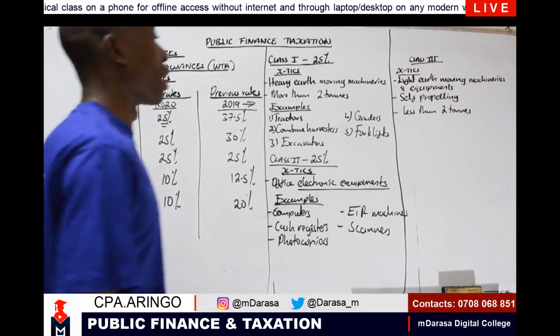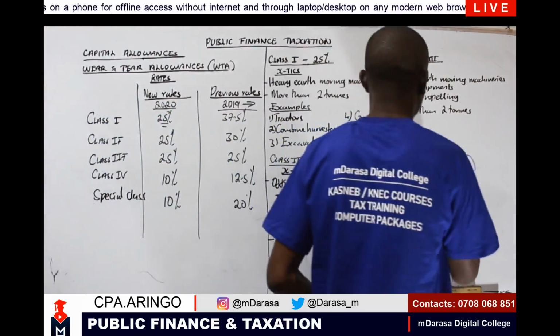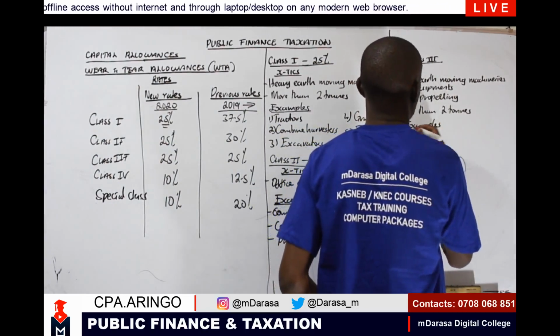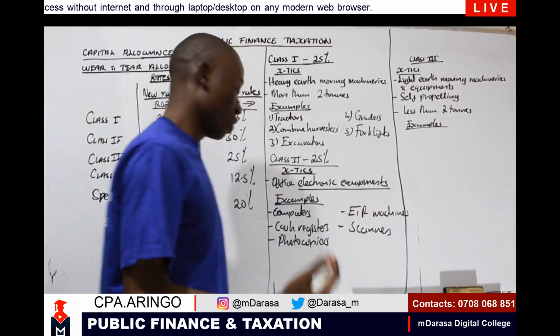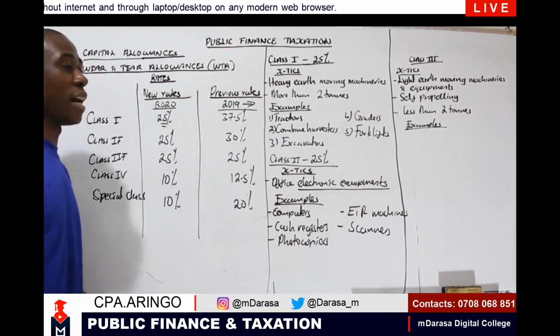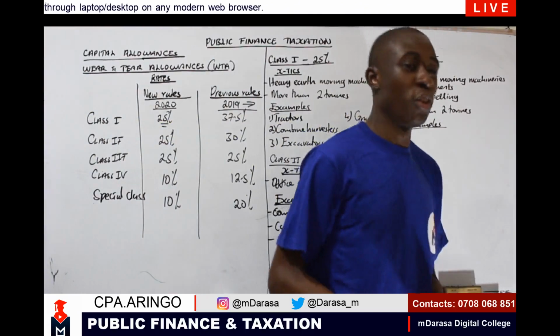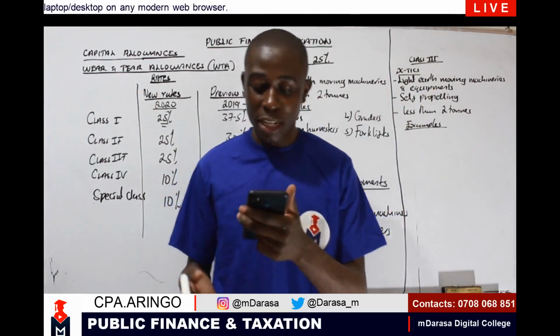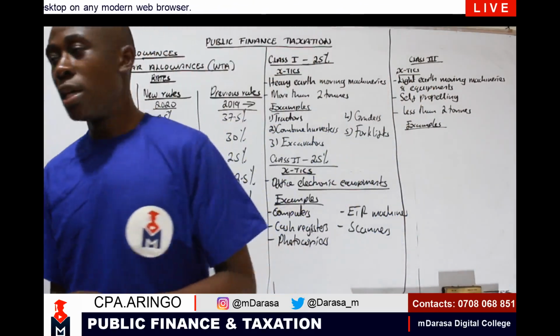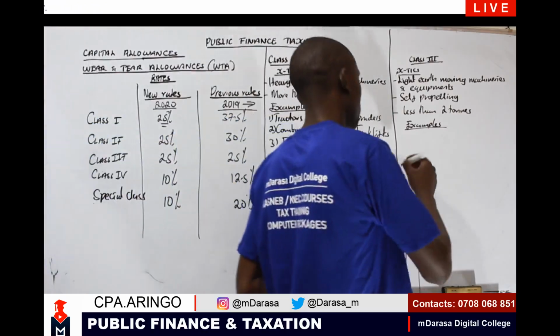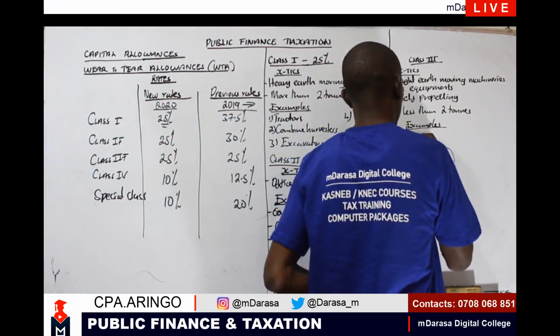Now, after we are good on that, we can look at examples of assets under this class. What are the examples of items under this class? Of course, we'll be looking at some of the items that you're very, very familiar with, such as motor vehicles.